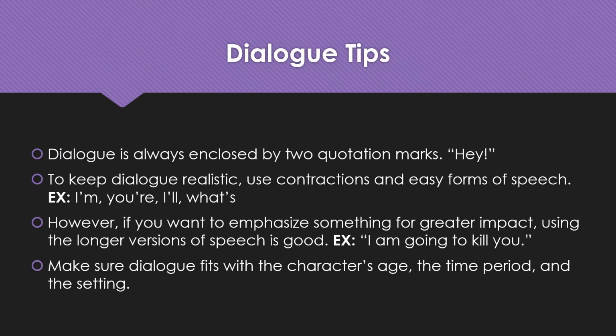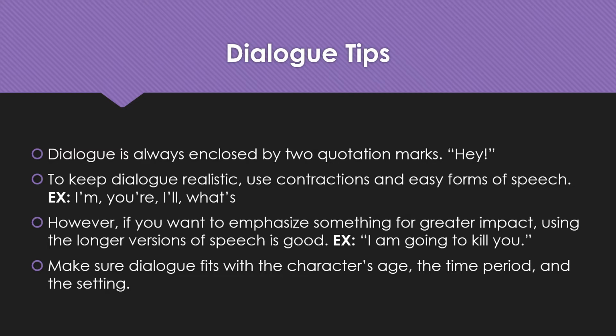Dialogue is always enclosed by two quotation marks. And as you can see there, the quotation marks are around the word hey. To keep dialogue realistic, use contractions and easy forms of speech. For example, I'm, you're, I'll, what's. When we talk, we don't often say you are, I am, etc. There are exceptions, of course, but most of the time our speech is simple when we're having a conversation.